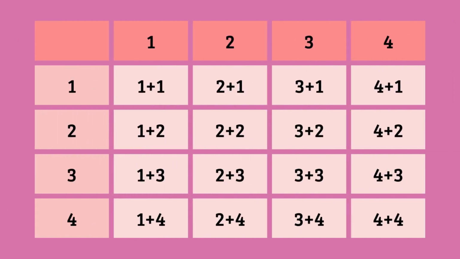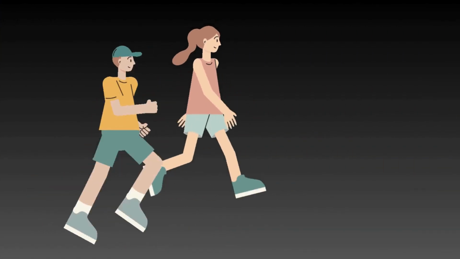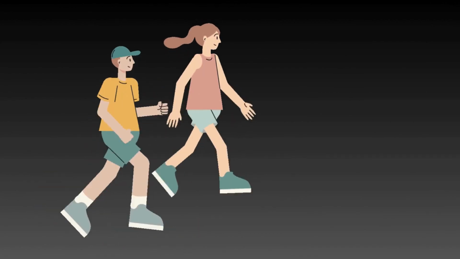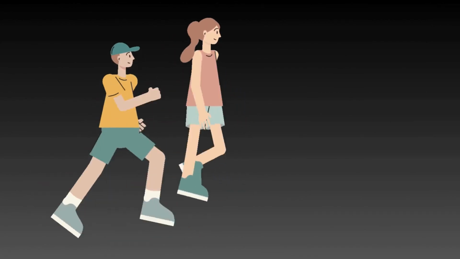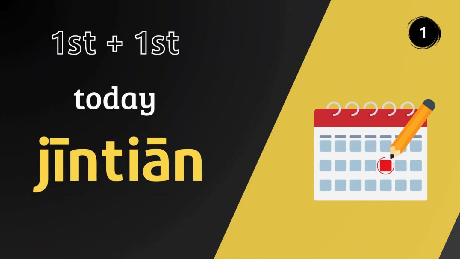So, in this video, we prepared 32 tone pairs for you, covering all 16 tone combinations using common 2 character words. Now, let's walk you through these powerful tone pairs. Listen carefully, repeat what you hear, and practice regularly. You will soon speak with greater accuracy, confidence, and fluency. Let's go. Set number 1. First tone plus first tone.